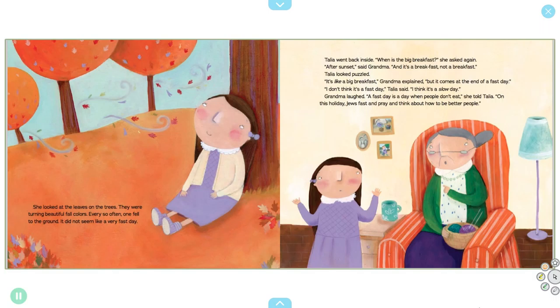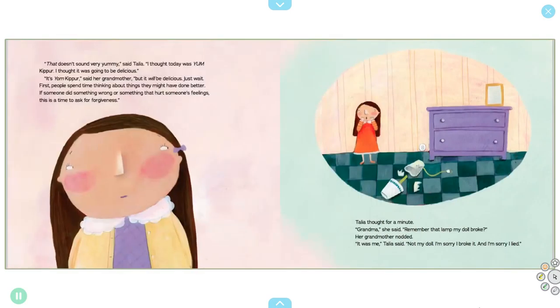Grandma laughed. A fast day is a day when people don't eat, she told Talia. On this holiday, Jews fast and pray and think about how to be better people. That doesn't sound very yummy, said Talia. I thought today was Yom Kippur. I thought it was going to be delicious. It's Yom Kippur, said her grandmother, but it will be delicious.